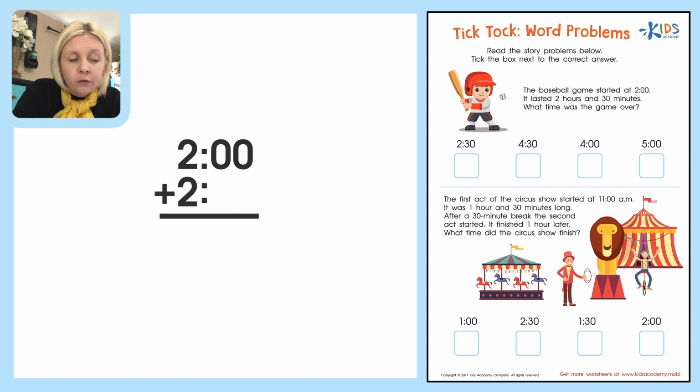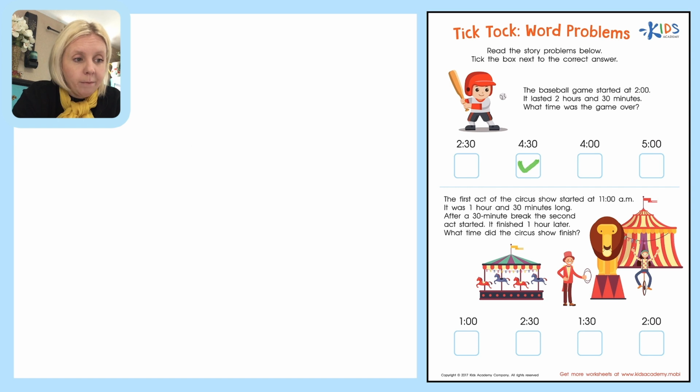So we're going to look at just the hour side first, okay? We've got 2, and if it was 2 o'clock, it would be 3 o'clock, 4 o'clock. So 4 o'clock, and then it said 2 hours and 30 minutes, so I can actually add 30 over here, which will make it 4:30. That's the time. So let's come over here. We've got 2:30, 4:30. I'm going to put a check right here for 4:30, okay? Now let's do the next one.